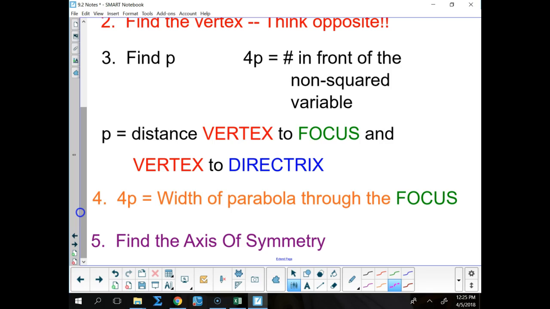Couldn't have said it better myself. It's the line that goes through the focus and the vertex. So that's either going to be a horizontal or a vertical line, depending upon left, right, up, down.